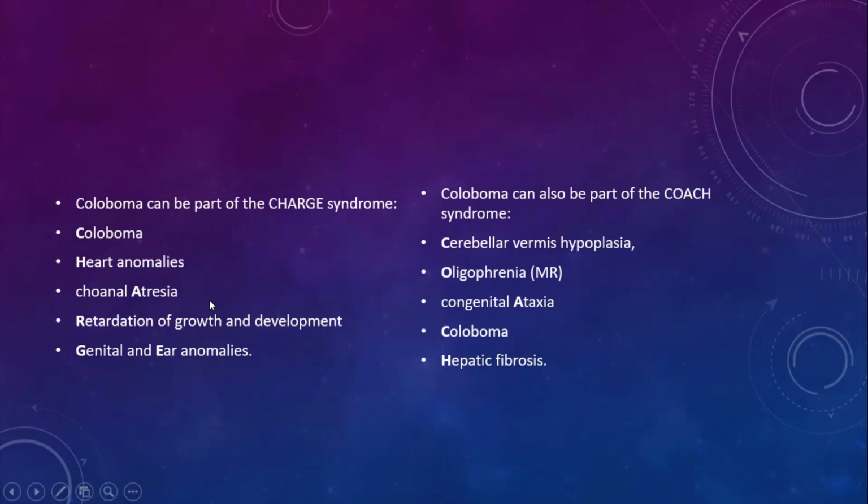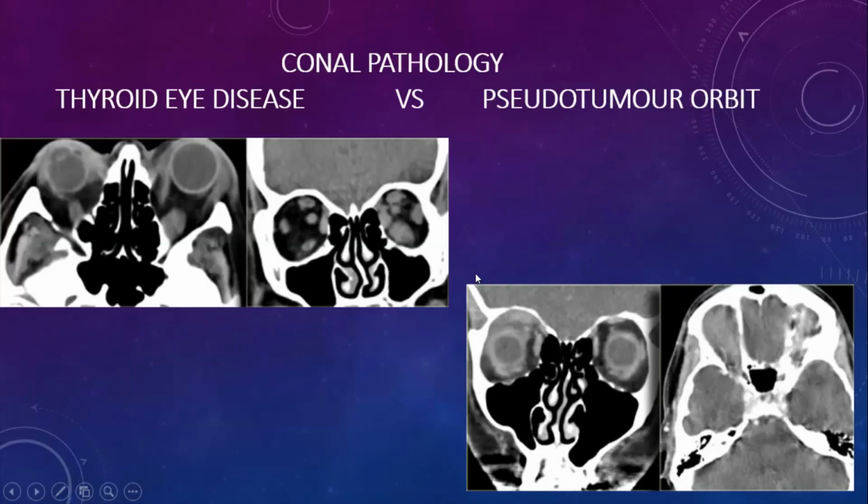Coloboma may also be associated with CHARGE syndrome: coloboma, heart anomalies, choanal atresia, retardation of growth and development, and genital and ear anomalies. Coloboma can also be a part of COACH syndrome, with cerebellar vermis hypoplasia, oligophrenia, congenital ataxia, coloboma, and hepatic fibrosis.